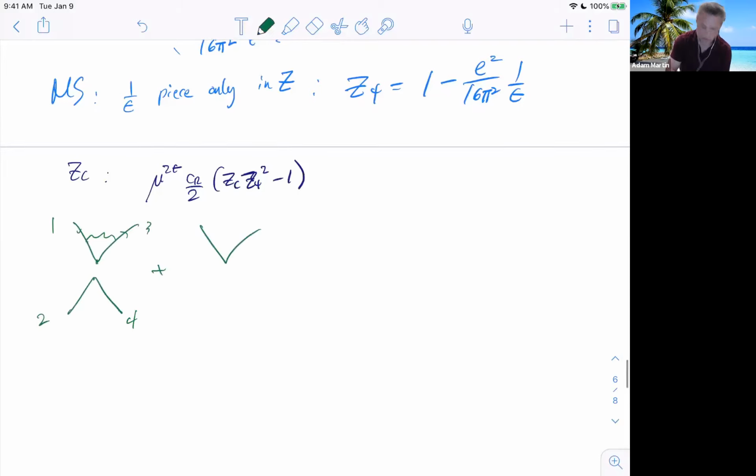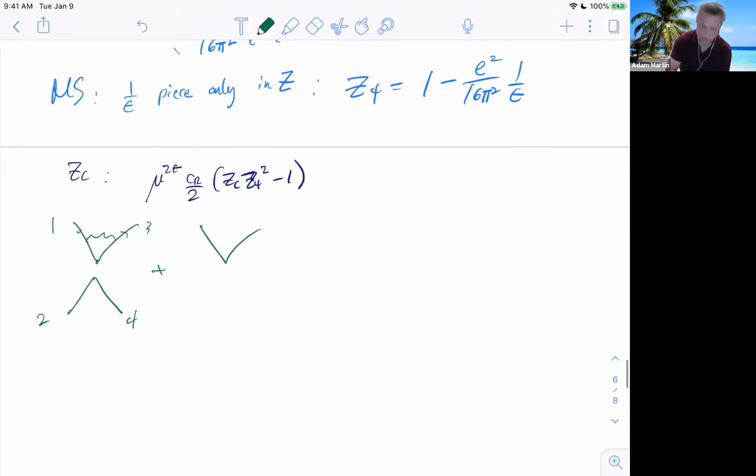If it was, we could then solve for ZC. It's 1 minus 6e squared over 16 pi squared, 1 over epsilon. Now I have all of the ingredients for my RGE. I have this, and this is what I want. Plug in. That minus 2 epsilon minus 1 over ZC, mu dZC d mu equals 1 over C, mu dC d mu.